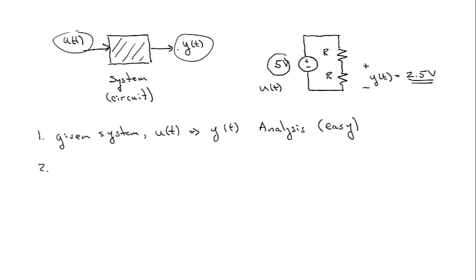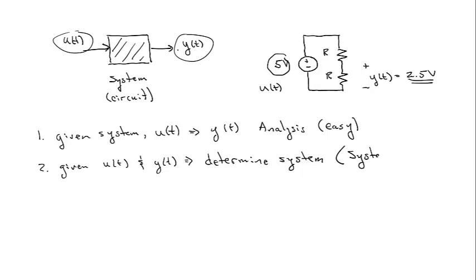There's a couple of other things you can do with this type of setup though. So for example, we can be given U of t and Y of t, and we can try to figure out the math that governs the circuit. So find the system from an input and an output. This is called system identification. And this is harder than analysis.